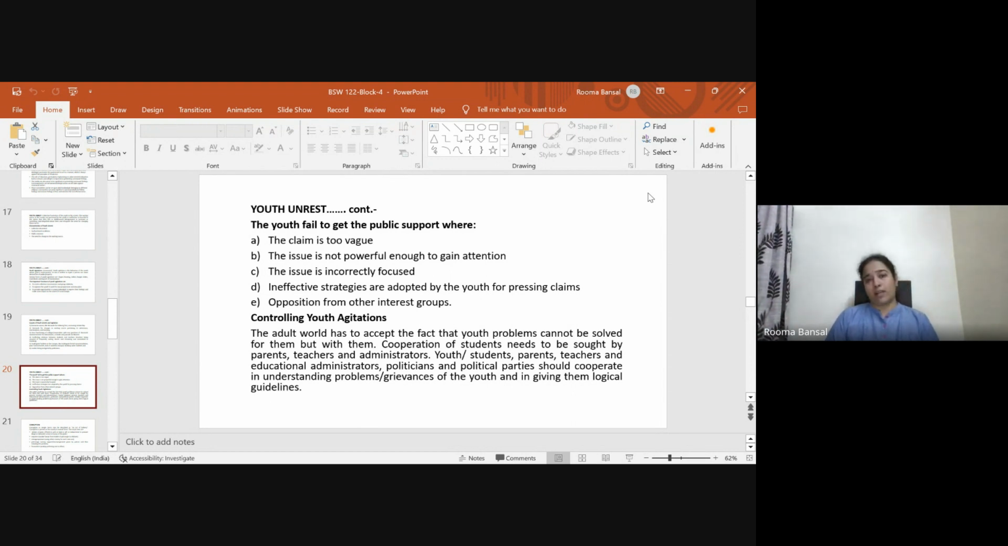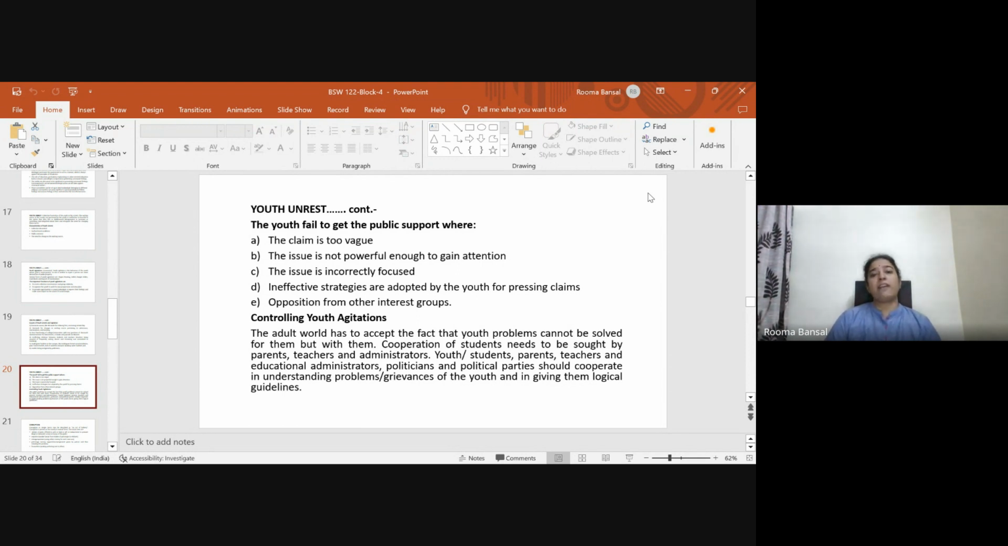Next, the issue is incorrectly focused. Here, we can take the example of Banaras University, where the girls who are staying in the girls hostel were protesting for some issues. They were asking for some facilities, and they started slogan shouting in front of their warden's quarter. Then some other people from outside the university got involved in this event. Now what happened? The event lost its focus. The problem of the girls hostel is the problem of the girls, not the problem of outsiders.